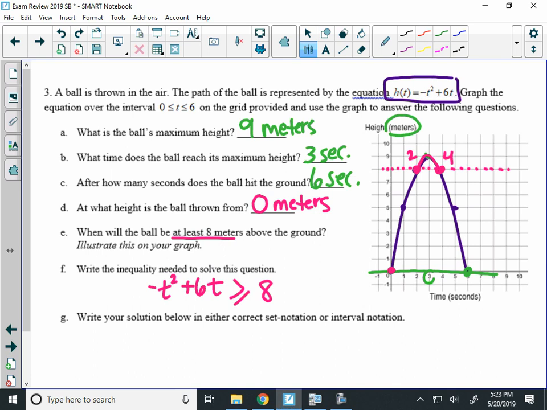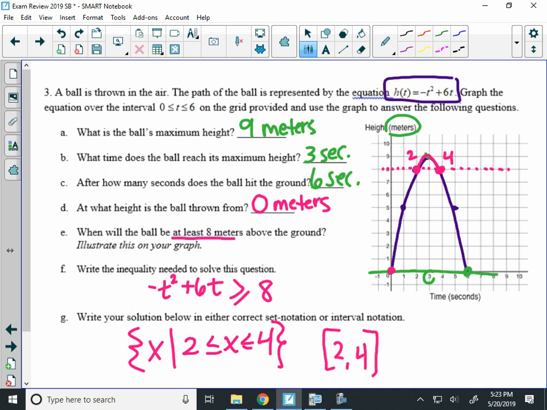So our solutions, and I'll write it in both notations here. I'll do set notation first. That means that I'm 8 feet or higher, starting at 2 seconds, until I get to 4 seconds. After 4 seconds, I'm then lower than 8 feet. In interval notation, I would use square brackets. I do that because the at least means 8 or more, which is inclusive.